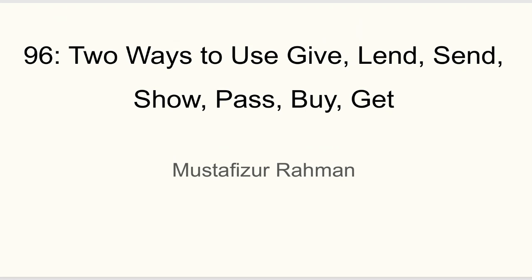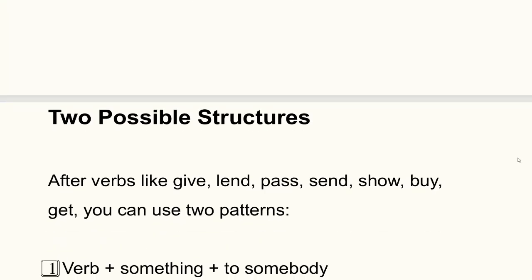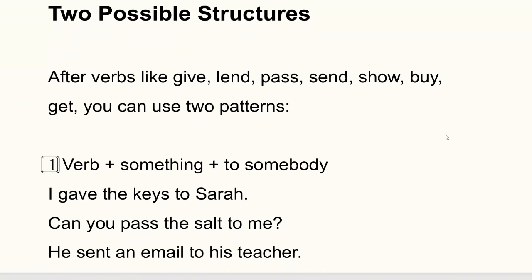Two ways to use give, lend, send, show, pass, buy, get. After verbs like these, we can use two patterns: verb plus something plus to somebody, like I gave the keys to Sarah. Can you pass the salt to me? He sent an email to his teacher. So, verb and then something to somebody. And the verbs are give, lend, pass, send, show, buy, get.